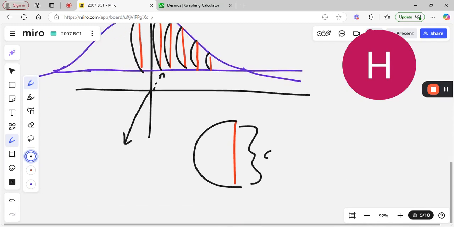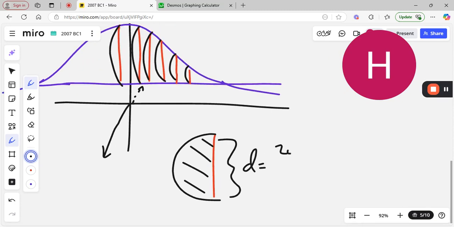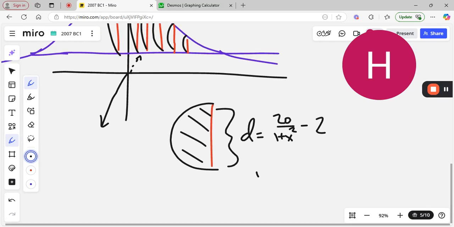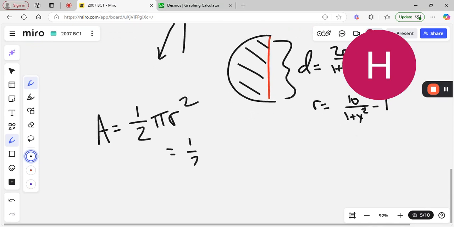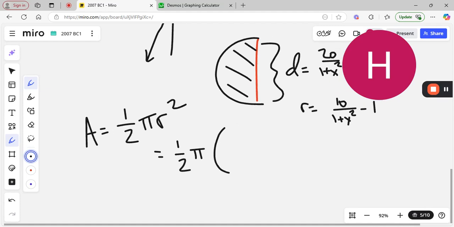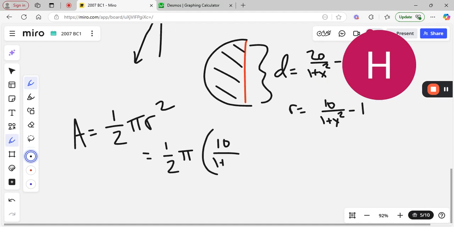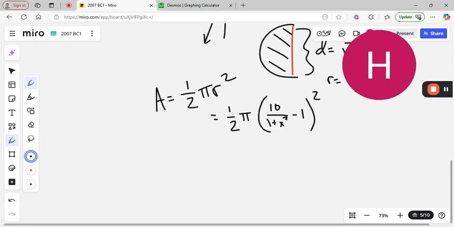So here is the diameter of these semicircles. The diameter is simply top minus bottom function. That means the radius is half of that. So we have 10 over 1 plus x squared, minus 1, all of that over 2. That's the radius of one of these. And of course, the area of one of these is half of pi r squared. In other words, half of pi times the quantity 10 over 1 plus x squared minus 1, all squared. That is the area. So let's find the volume.